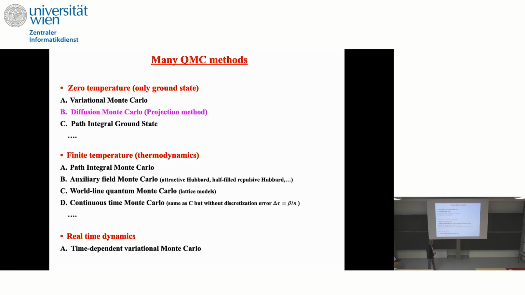Then there is another version of this method, which is the worldline quantum Monte Carlo, which again applies to lattice models. Continuous time Monte Carlo solves the problem of the discreteness in imaginary time, which in the case of finite temperatures is related to the inverse temperature. And then there are other methods. Probably I should mention diagrammatic Monte Carlo, which is also used at finite temperature and allows you to calculate Feynman diagrams to any order.